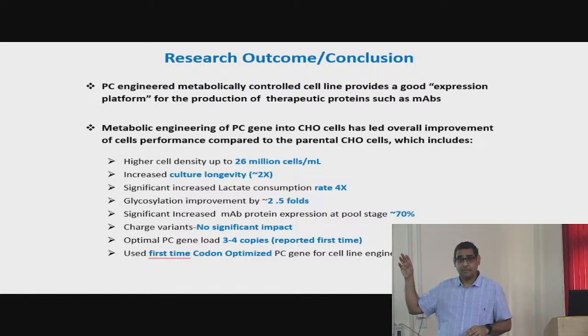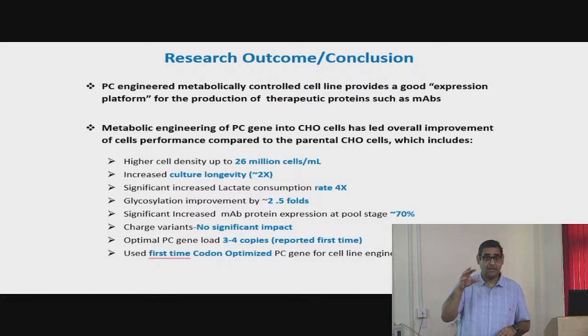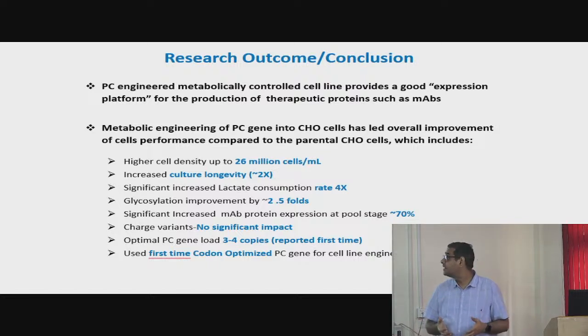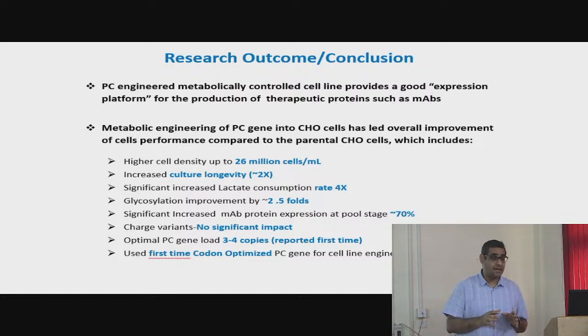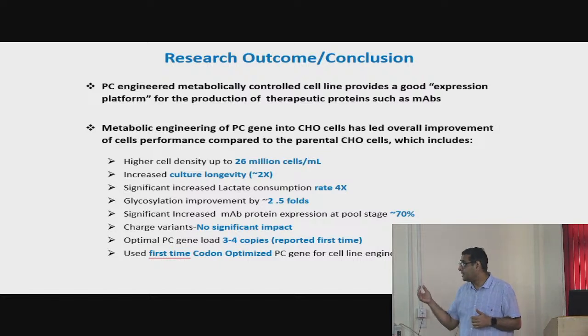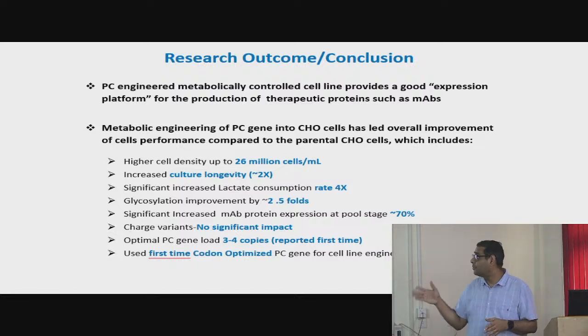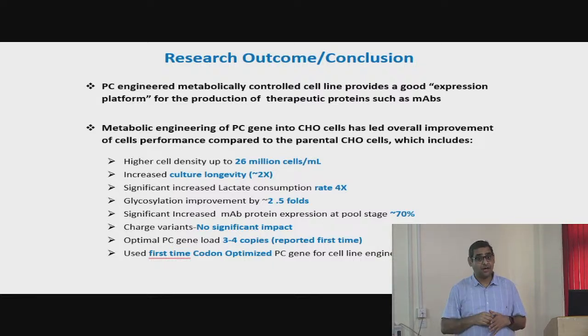The PC, the pyruvate carboxylase enzyme, is what we are targeting. We engineered that enzyme, okay, using cell engineering and other techniques, and we applied this to cell line development, and we provided a better platform with the help of this technique, and the therapeutic protein, especially mAb, which we were targeting, was improved. And when we did the metabolic engineering of the PC gene into the CHO cell lines, cell engineering work, okay, we also got improvement in performance. And these are the data which were generated in our lab.